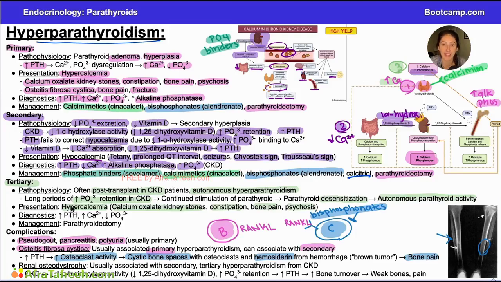That's why I say that tertiary is basically primary that came from secondary. So it's increased parathyroid hormone, increased calcium, and decreased phosphorus. And then management, usually you go straight to parathyroidectomy.